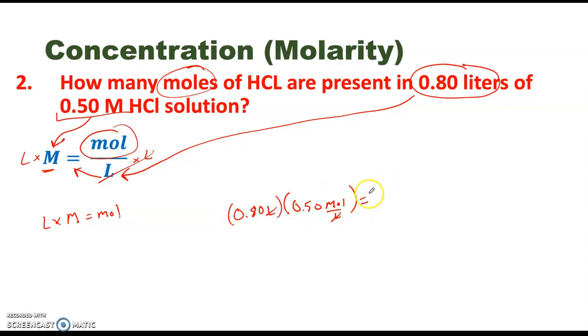Now 0.8 times 0.5, I think I can do that in my head. Half of 0.8 is 0.40, and then my units are moles of HCl. So I know that if I have 0.8 liters, or 800 milliliters, of half a molar HCl, that amount would contain 0.4 moles of HCl.